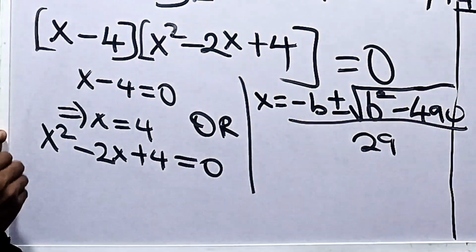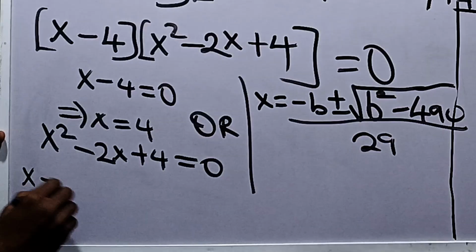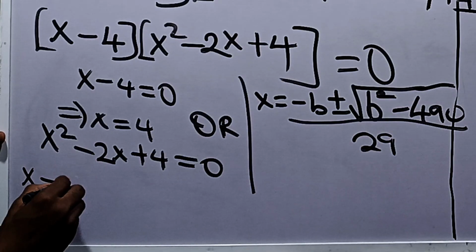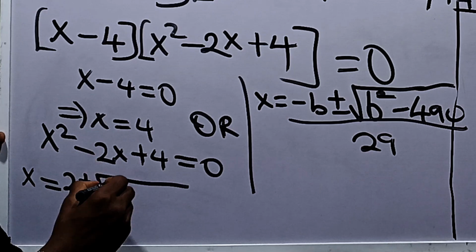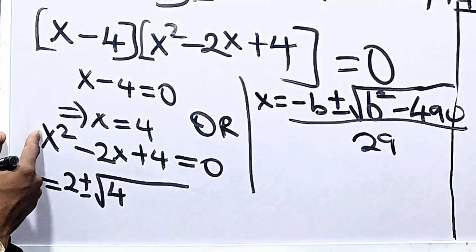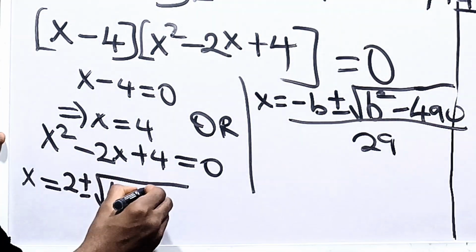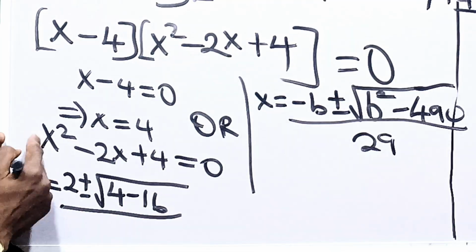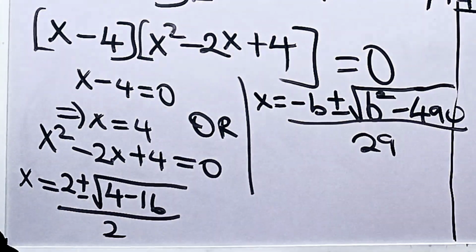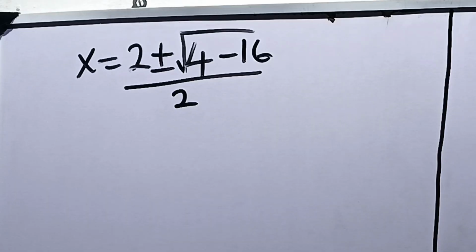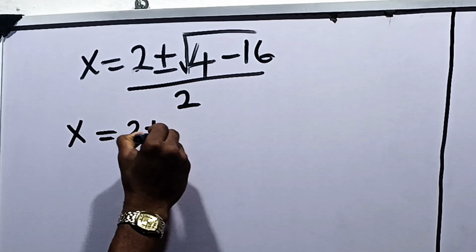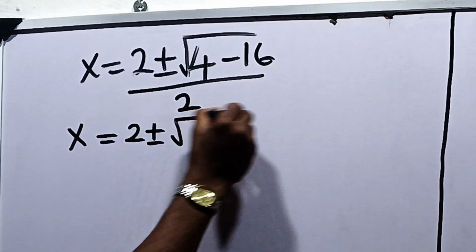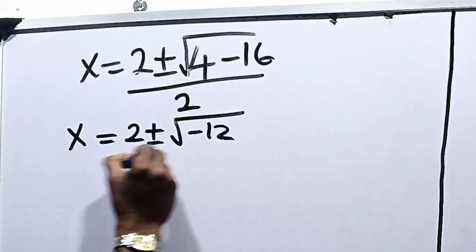Now from here, our x will become equal to minus b, which is minus minus 2, which is 2, plus or minus the square root of b squared, which is 4, minus 4 times 1 times 4, which is 16, so we have minus 16, all over 2 times 1, which is 2. Alright, moving on, we now have that x will be equal to 2 plus or minus the root of negative 12, all over 2.